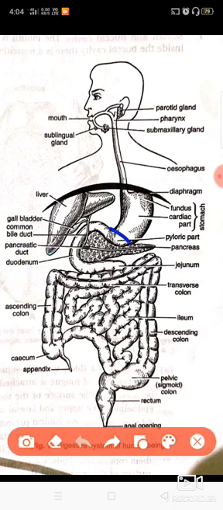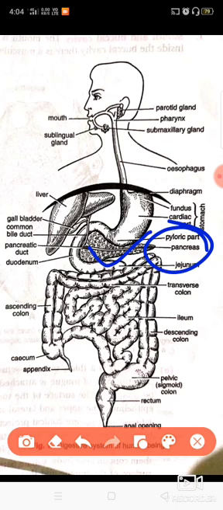And when the food comes here, the digestion of other components of the food takes place, and it takes place with the help of two things. One is pancreatic juice, which comes from the pancreas, and second is bile juice, which comes from the liver. Okay, now let's discuss these two parts also.